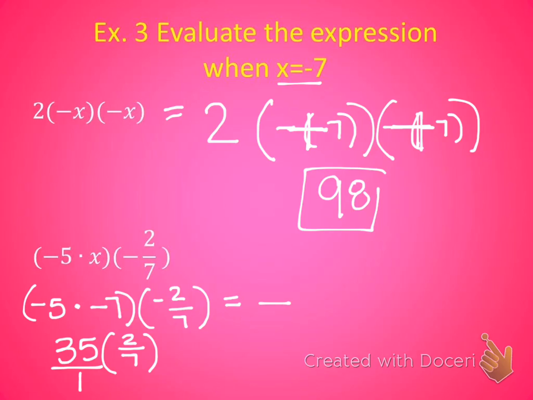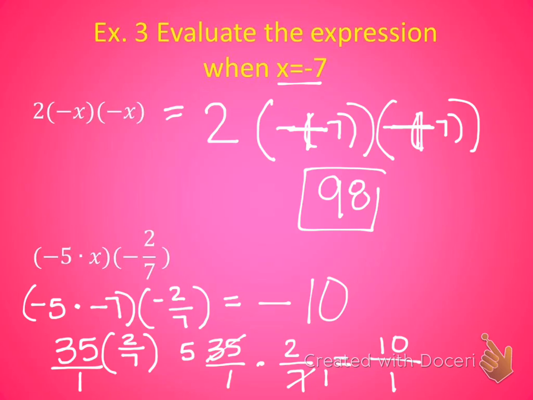Because I say, okay, 35 over 1 times 2 over 7. Do I see anything that can cancel out? Yes. 7 goes into 7 one time. 7 goes into 35 5 times. 5 times 2 is 10. 1 times 1 is 1. Well, 10 over 1 is 10. And I remember about my negative sign that I had already figured out. My answer is negative 10. Okay?